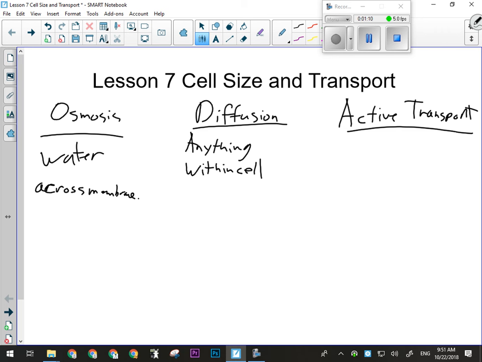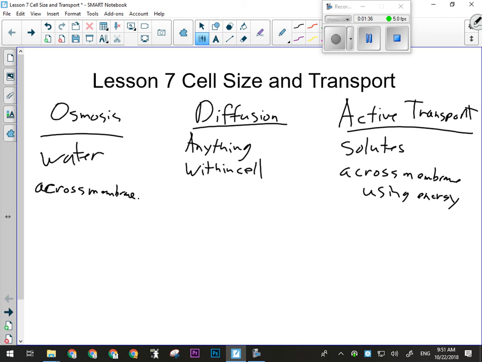All right. Active transport. It moves smaller materials, like solutes and things like that. Not everything, because some things would be too big. And it's also across the membrane, and it uses energy. So that's how that one works.